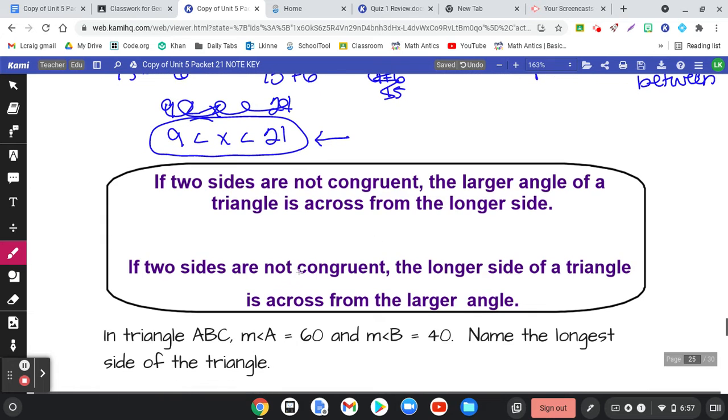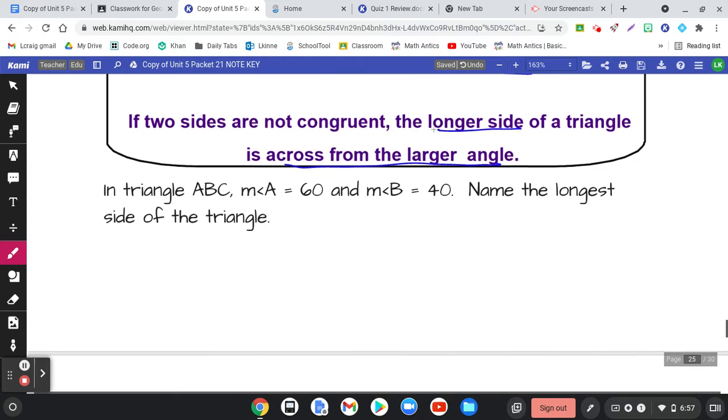All right, a few more little tidbits about triangles. If two sides are not congruent, the larger angle of a triangle is across from the longer side. So the larger angle is always across from the larger side, which makes sense because the more open an angle is, the further apart the endpoints are going to be. And the converse is true. The longer side is across from the larger angle.